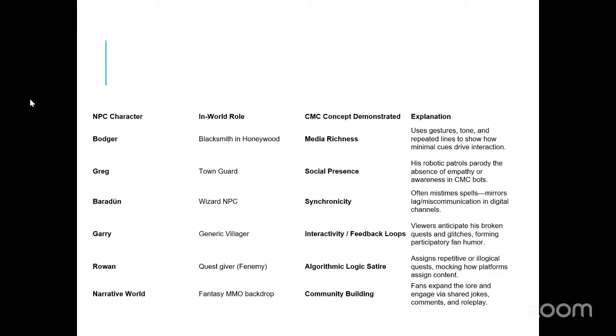Thank you, Nelly. Yeah. So in terms of Bodger here, it brings in a lot of media richness. He uses gestures, tone, and repeated lines to show how minimal cues drive interaction. And then with Greg, we can see his social presence. His robotic patrols parody the absence of empathy or awareness in CMC bots.